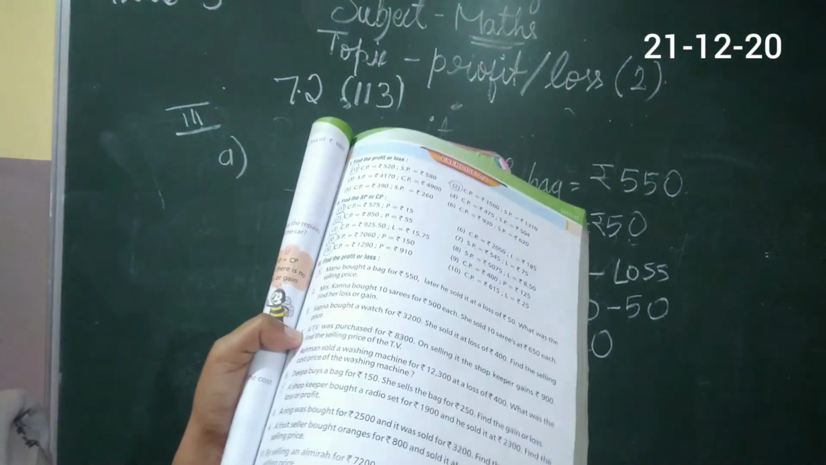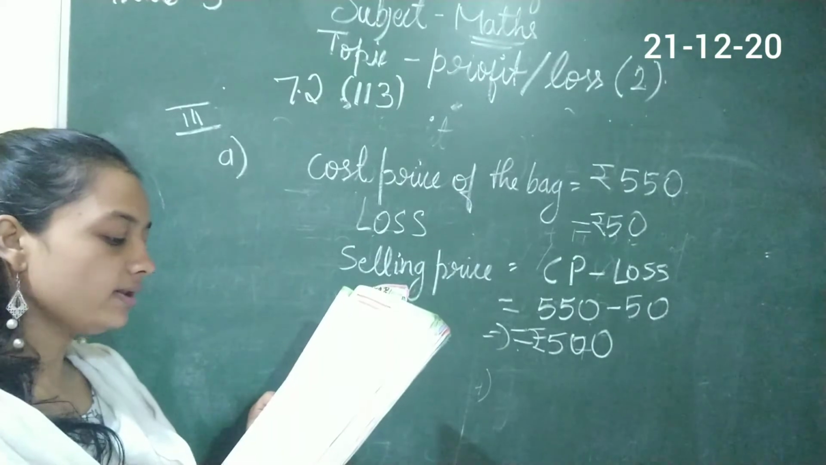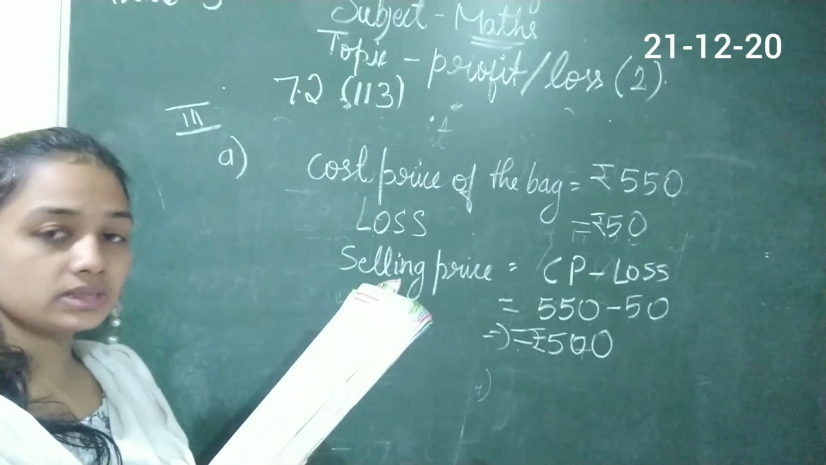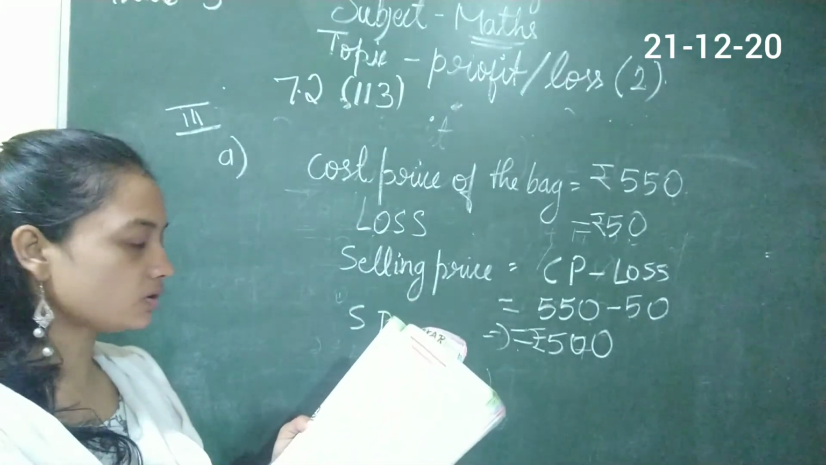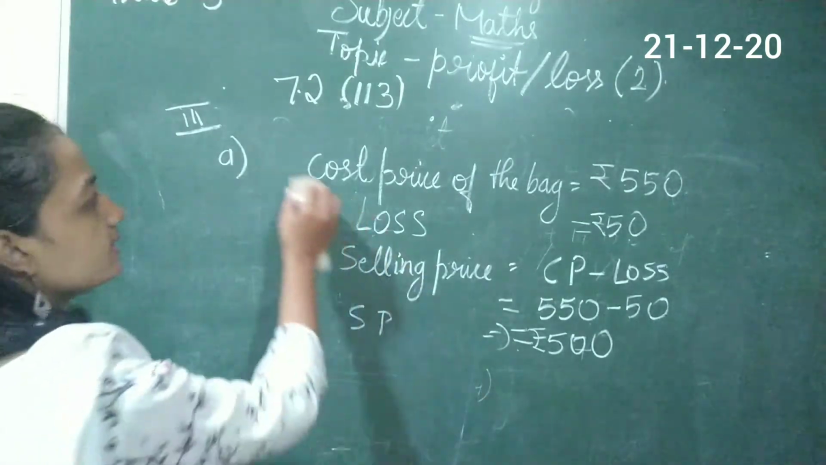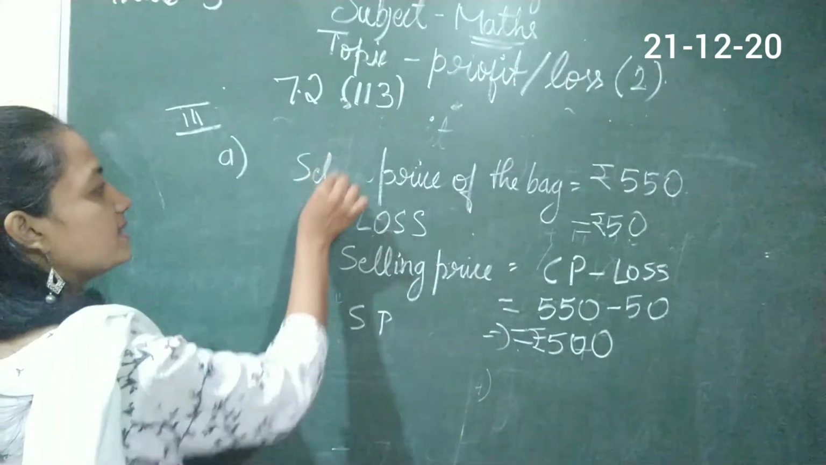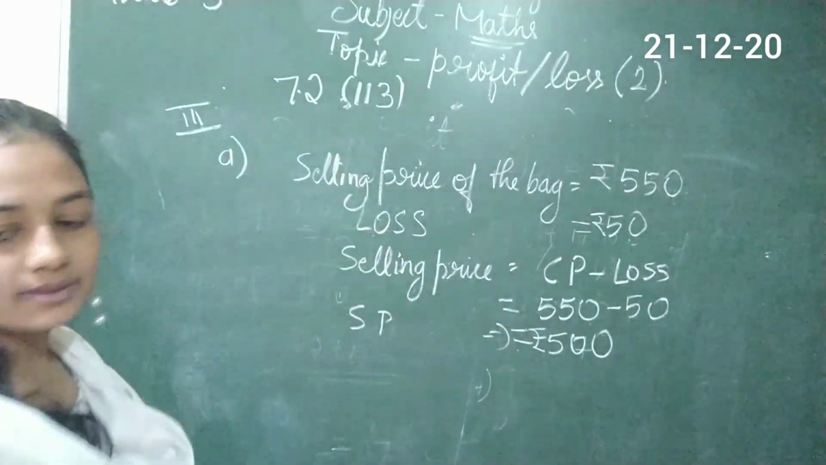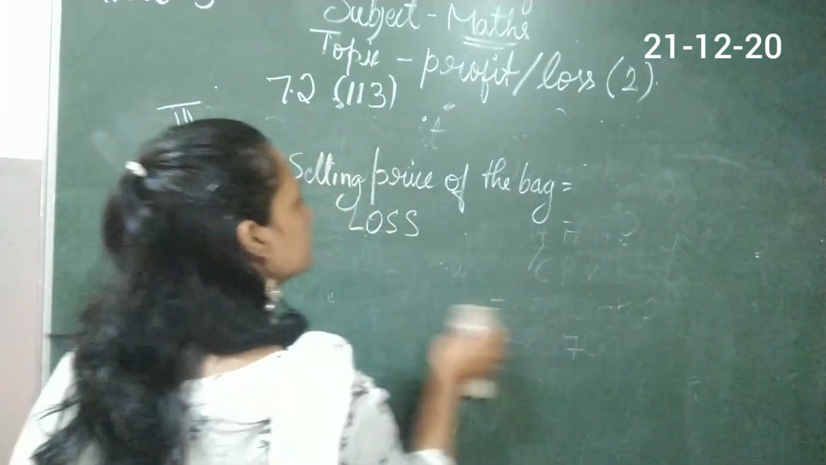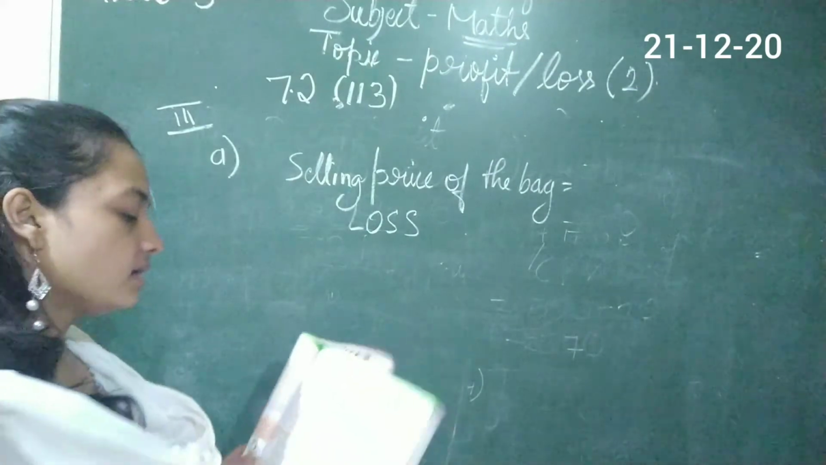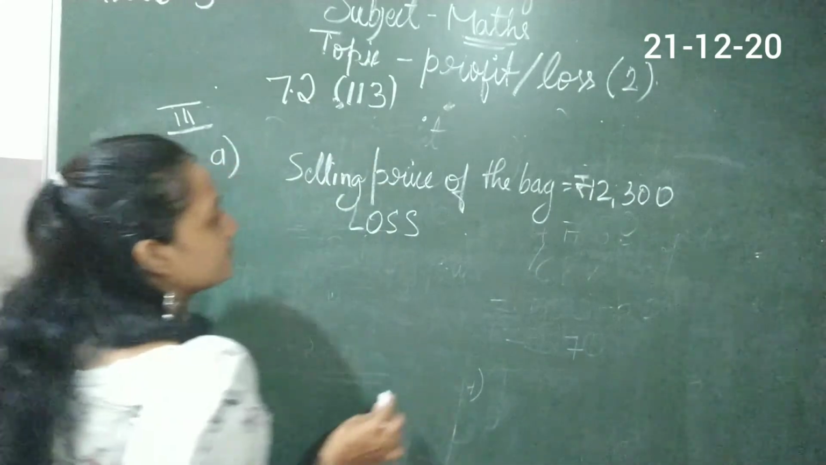Now the fifth one. See the fifth question, children. Rahman sold a washing machine for 12,300 at a loss of 400. What is the cost price? So here they have given you the selling price. How much is the selling price here? 12,300 rupees. This is my selling price.